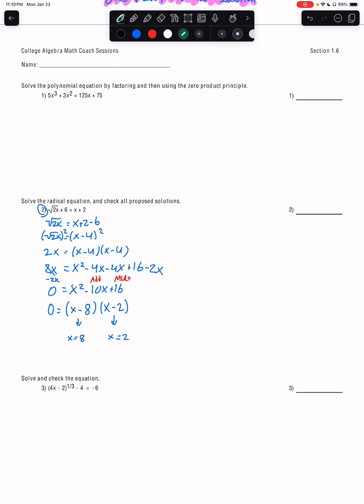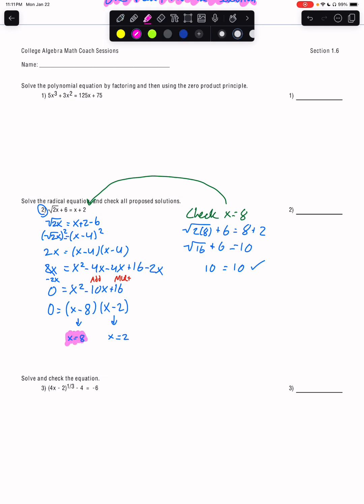And so we'll just start back up here. We're going to check, let's do x equals 8. All I do is take what I solved for x and plug it back into our original equation. So it looks something like this. And there's no factoring or anything. You can just use your calculator and work through this. And then you see we get 10 equals 10, which is true. So yeah, this solution makes sense. So x equals 8 is a solution.